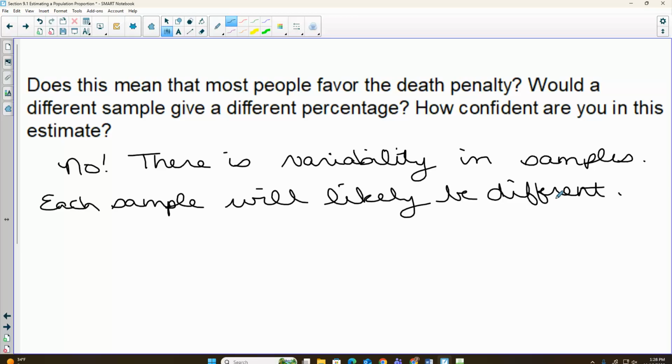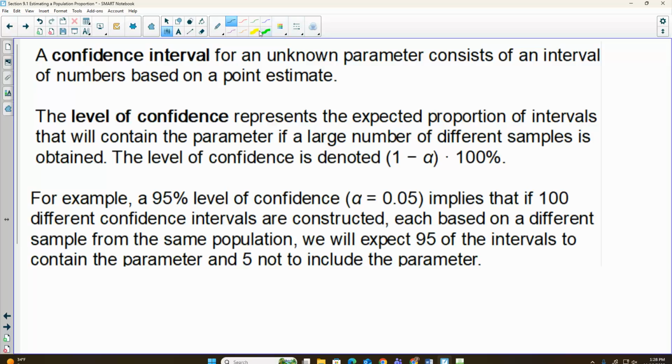So what we need is a range of values. We want to be able to say, I'm 95% confident that the real proportion lies between these two numbers. Okay, we can't pinpoint for sure. We cannot take our sample and say this is the exact percent for my population. But we should be able to create a range of values and say we're pretty confident the true value falls somewhere between these. That's called a confidence interval, and that's what we're going to be looking at.